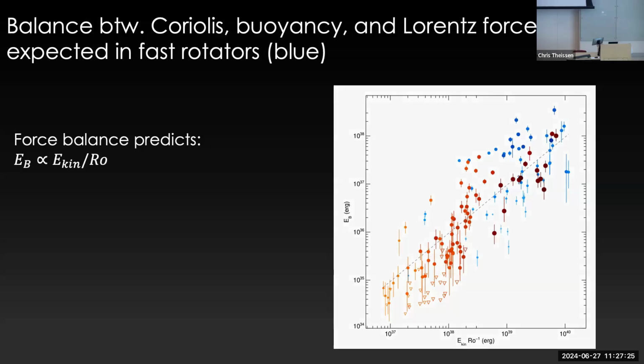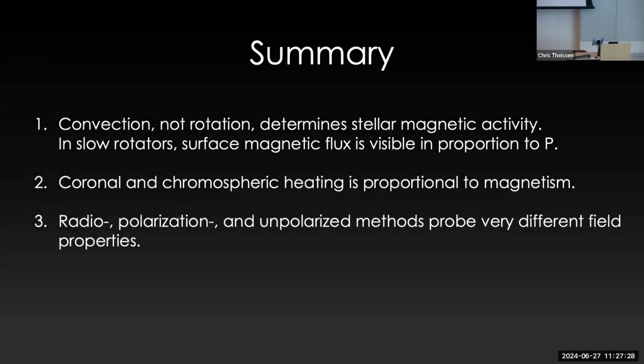And my summary slide is this. Convection is dominating stellar magnetic activity. I want to point that out because everyone says it's rotation. Yes, it's rotation, but rotation is not the source of energy, and rotation is not going into magnetic energy. Rotation is making it possible for converting convective energy into magnetic energy.